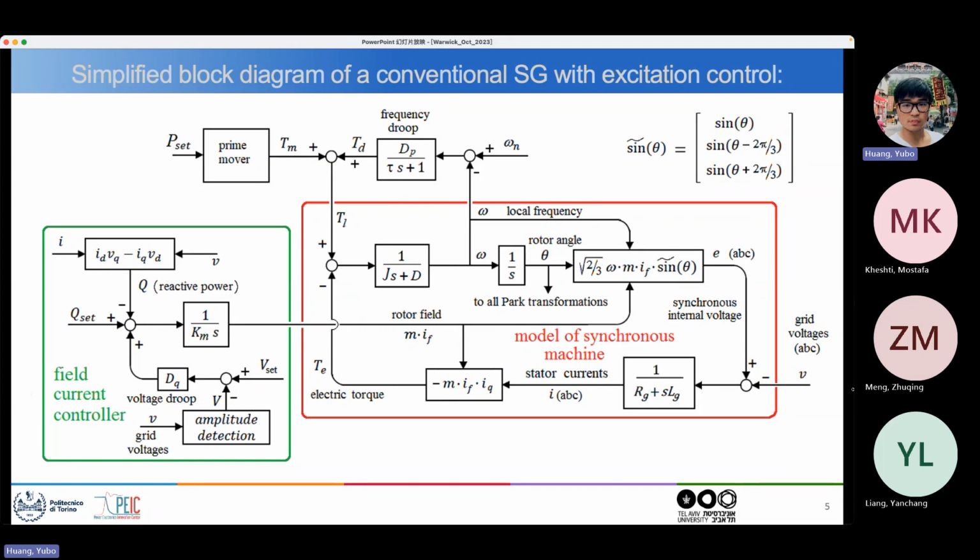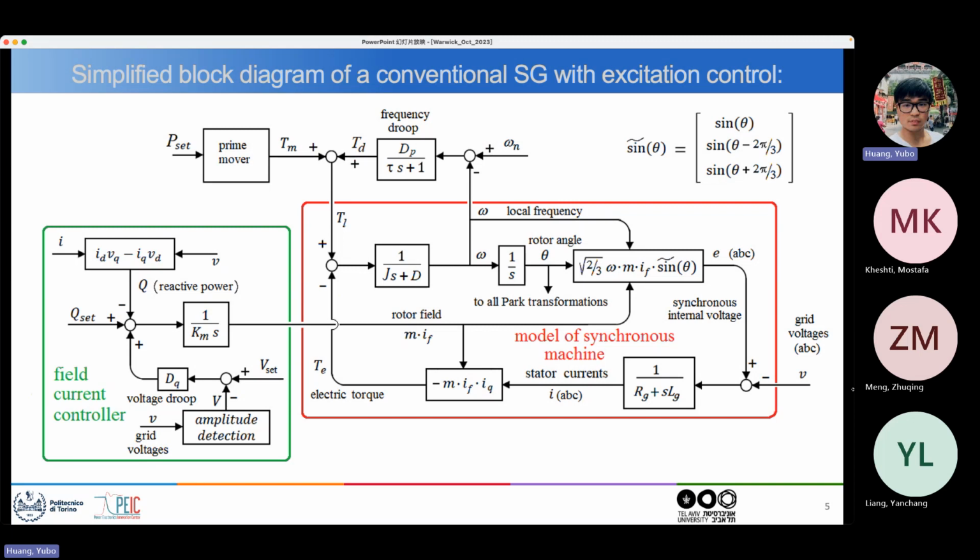Now, in this formula, you see this strange notation, sine with a tilde on top of it. It means this: a sine with a tilde on top of it just means a sine, and then a sine delayed by 120 degrees, and then a sine delayed by 240 degrees, or equivalently advanced by 120 degrees, as it is written here. So you get a synchronous internal voltage.